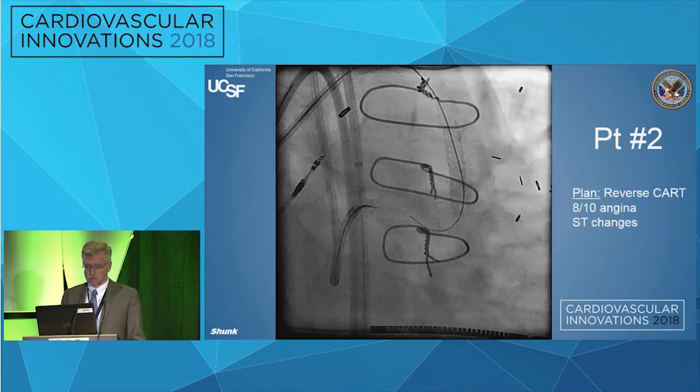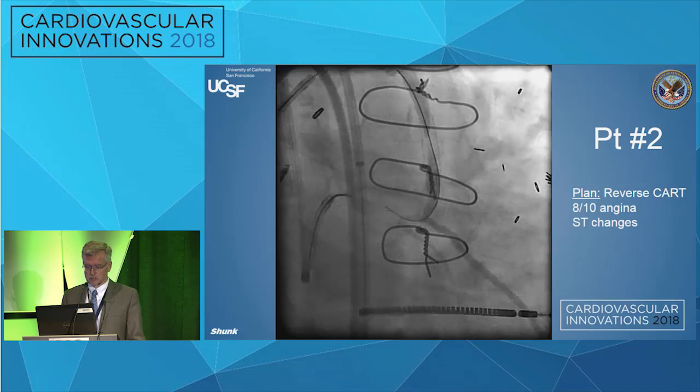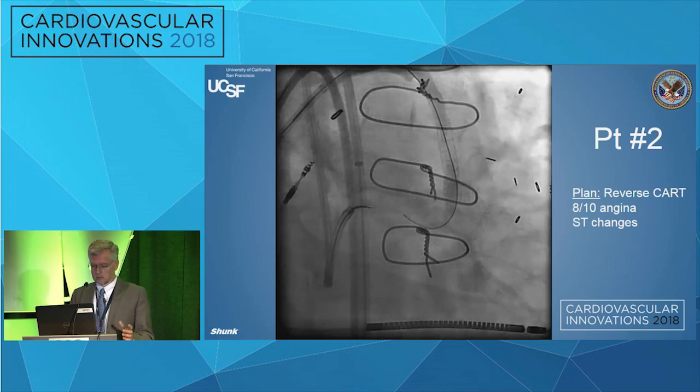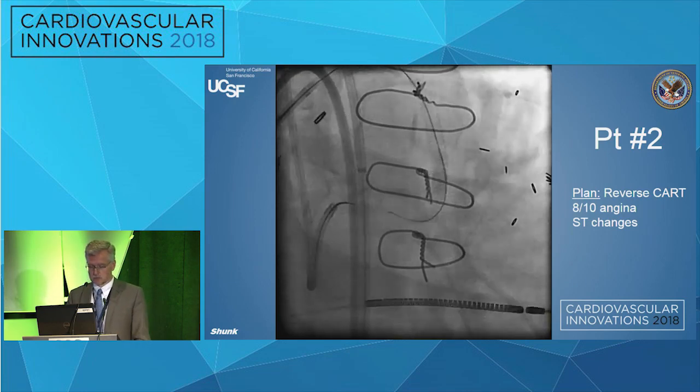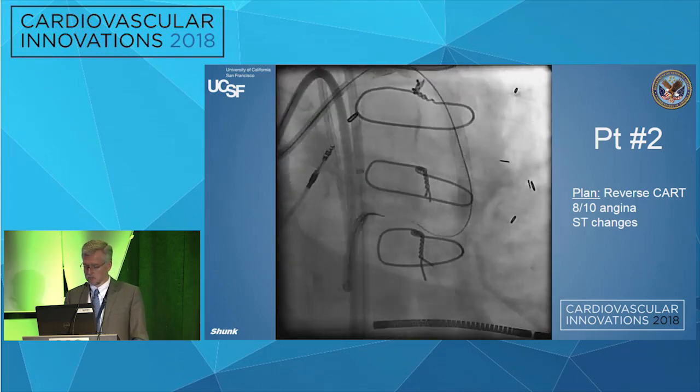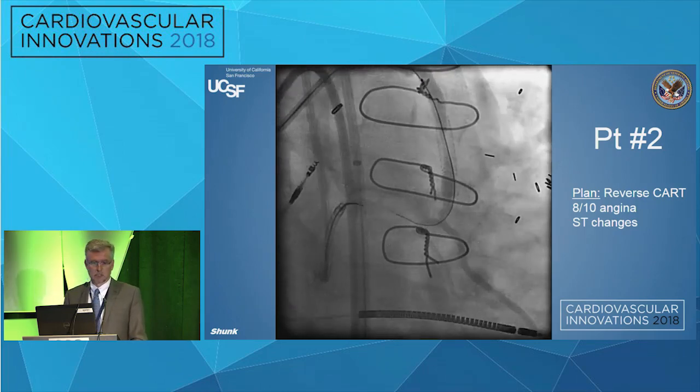So just another view on that. We're working away on this and making some progress. We've got some antegrade gear in here with a support catheter and a wire, the idea being that we're going to probably do a reverse CART here to connect these two. And the patient starts developing 8 out of 10 chest pain and ST changes.